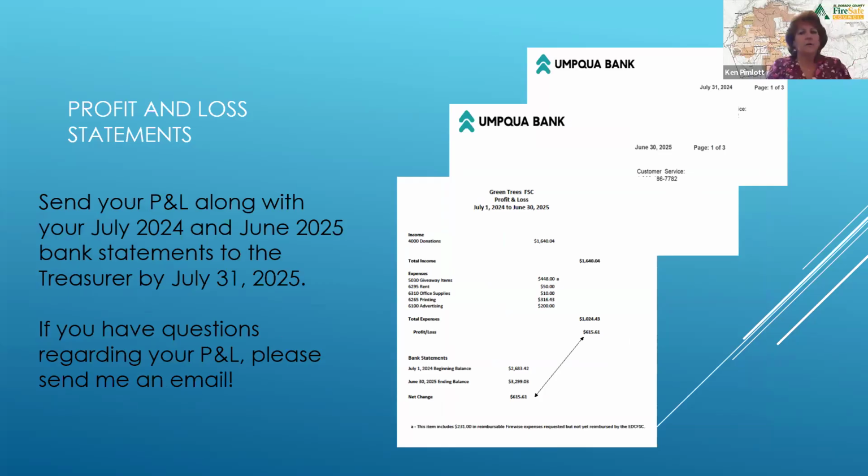All right, in the end, you're going to send me the profit and loss, your July 1st bank statement, your June 30th bank statement, preferably in a PDF. You can combine them and send them as a PDF. If you can't, go ahead and send pictures. I'll figure out how to put them together on my end, and then you're done. Easy peasy. Couple of months.